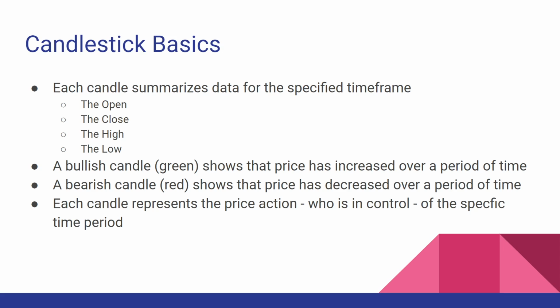A bullish candle or a green candle shows that price has increased over a period of time. A bearish candle or a red candle shows that price has decreased over a period of time. And each candle represents price action. And price action is essentially who is in control. Are buyers more aggressive or are sellers more aggressive?